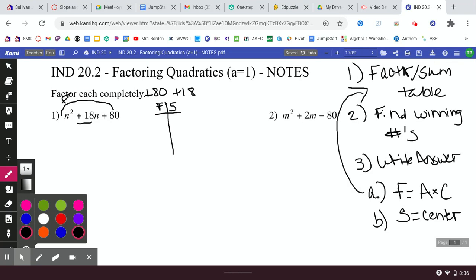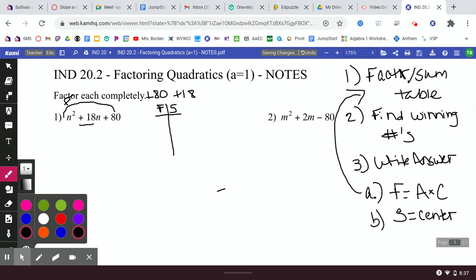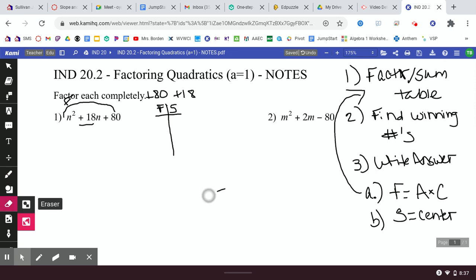What are the winning factors here? Anybody? Multiply to give you 80. That's what factors mean. Sum is 18. 10 and 8, okay? But let's say you don't know. You're not sure. You always start from ground level, all right? If I take factors of 80, I know that 1 times 80 is 80. So in my factor sum table, I'm going to write 1 times 80. And then on my sum side, I'm going to add 1 plus 80, and I'm going to get 81.